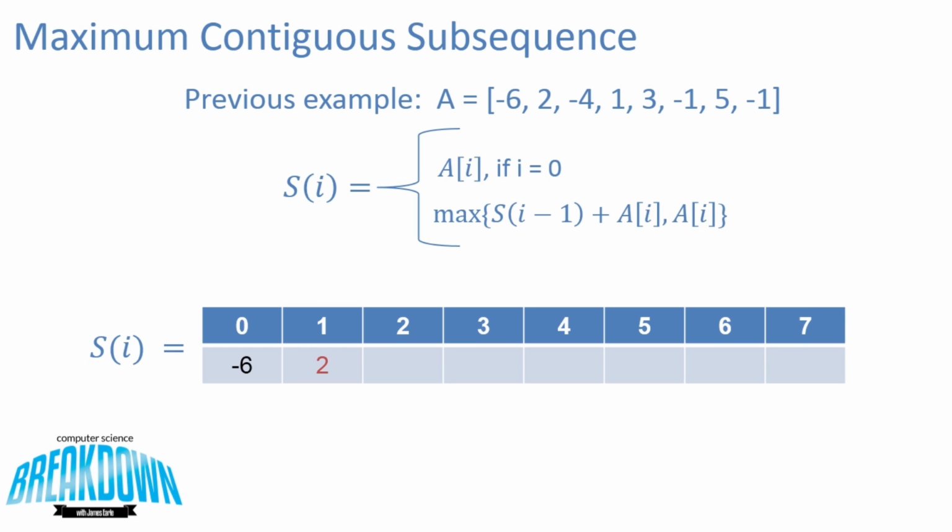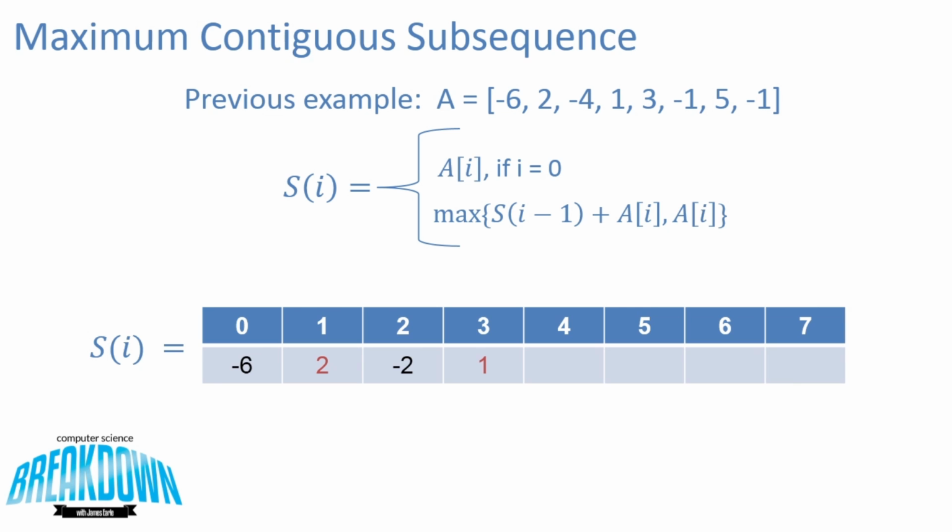We're going to look at S at i minus 1, which is going to be the value of 2, plus A at i, which is -4, which gives us a total of -2, or the value -4. So of course -2 is bigger than -4, so we're going to append it to that list. Then we're going to continue this process, and we're going to see that the value of 1 is greater than the difference between the previous values, so we take it and we start a new list.